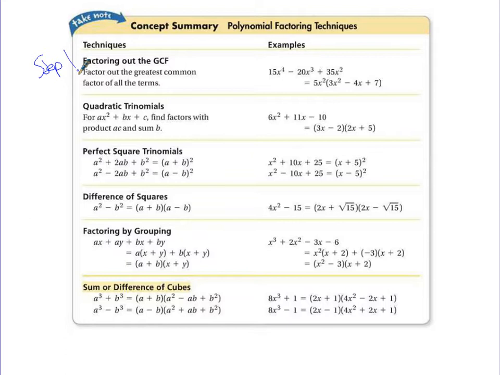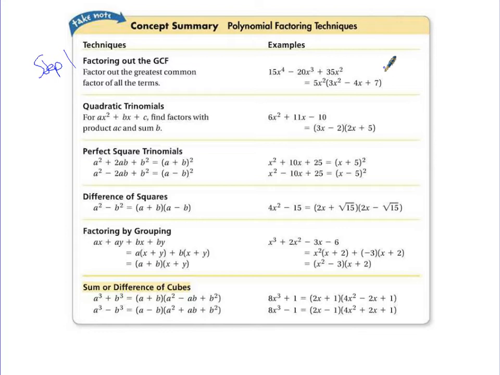They give you an example over here. In this polynomial, the GCF would be 5x squared. So they factored it out, and then they wrote down that. And then from here, we would continue factoring if that was able to be factored, which I think actually it is.